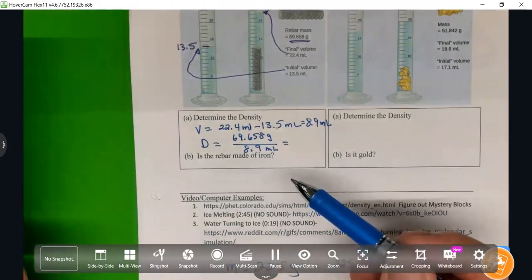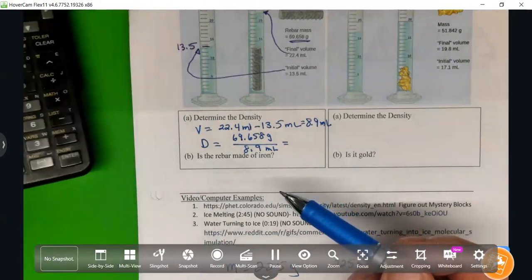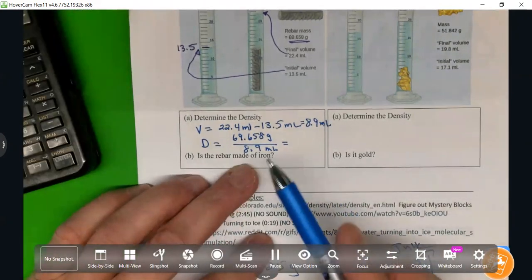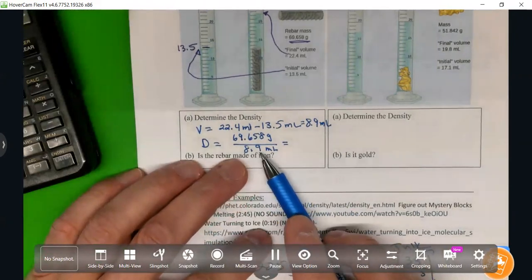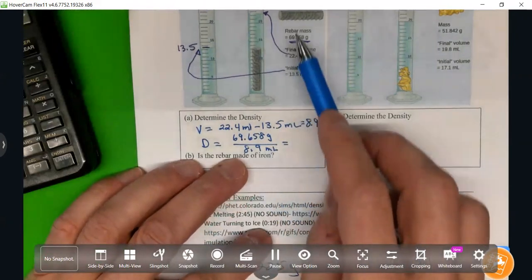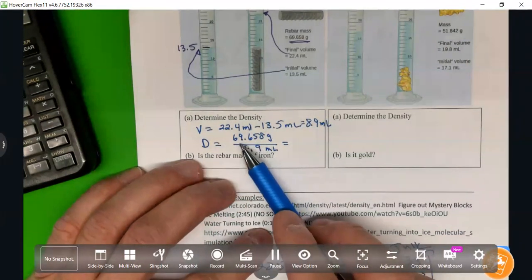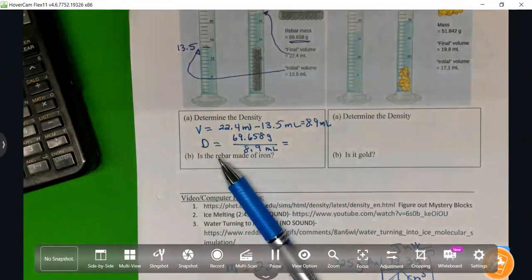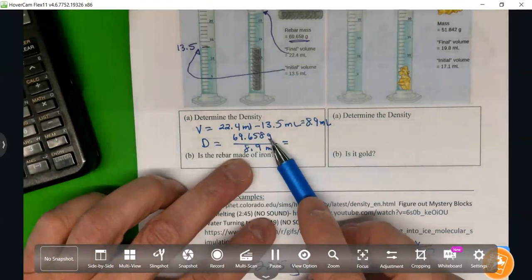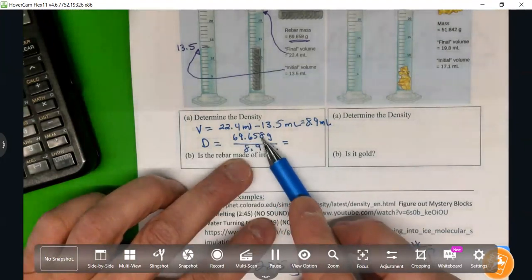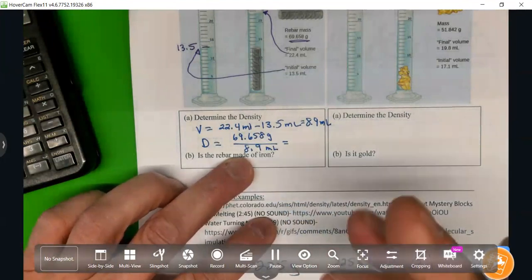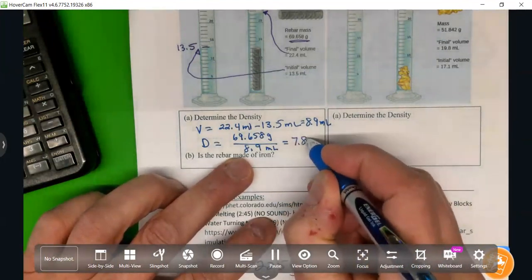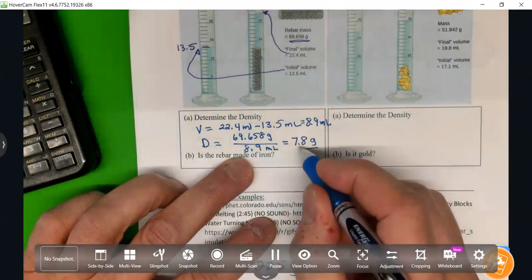Now, sig fig wise, I see students do this. They'll say, oh, well, this only has 2 sig figs in it. So after they put the rebar on the balance in the chemistry lab, they'll just chop this down to 70 grams. You don't do that. Whatever the digital scale gives you, you always write those numbers down. But this answer here then should be 2 sig figs, right? You've got 5 sig figs in the numerator, 2 in the denominator. So this would be 7.8 grams per milliliter.